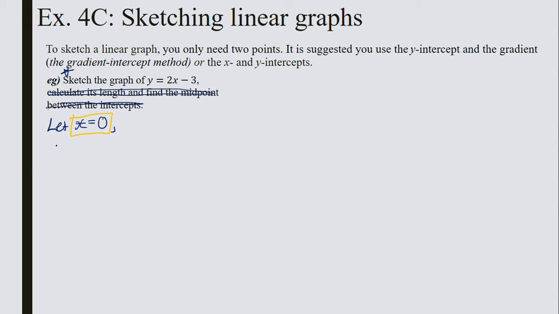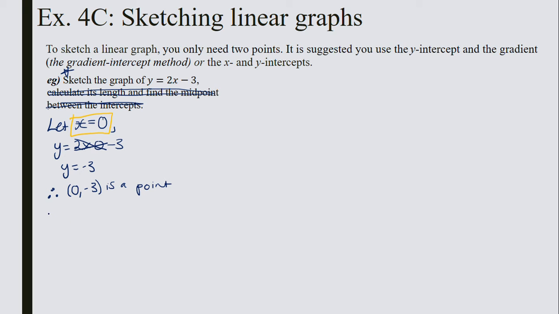That will give me y = 2 × 0 − 3. Of course, 2 times 0 is 0, so I get y = −3. Therefore, and that's what these 3 dots mean, a bit like a bowling ball, we have a point at (0, −3). That is a point on the line.